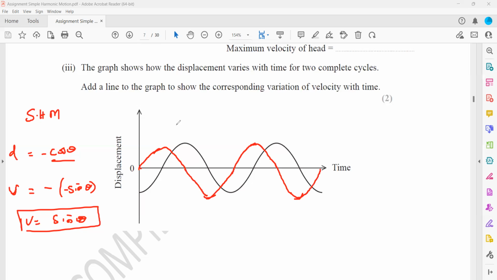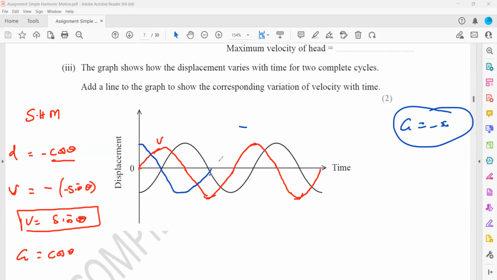So this is how you should draw. This is the velocity graph. If they ask for acceleration, we take the derivative of sine, and the derivative of sine is cosine. Acceleration graphs are much easier because displacement and acceleration are always opposite to each other, so the acceleration graph will always be like a mirror image of the displacement graph. The blue line is representing the acceleration graph, but they did not ask for it. You only have to draw a line to show the variation of velocity.